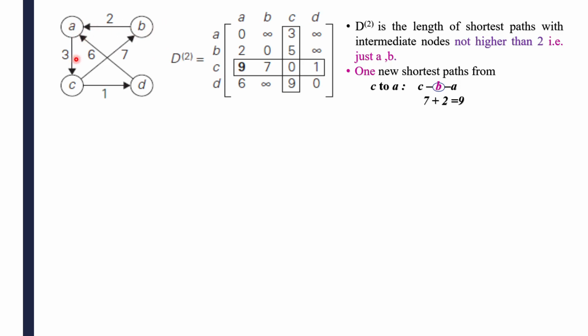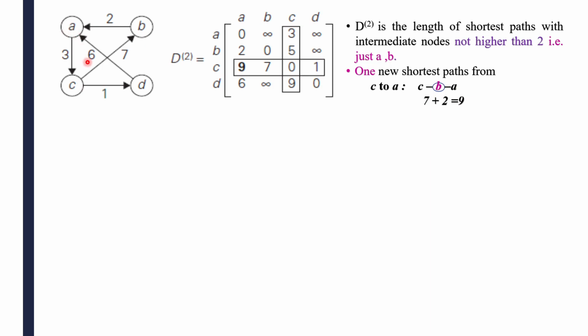I have to check whether I get any path as a new path. So you check all the possibilities. If I check, I get only one new path using A and B as intermediate nodes, that is C to A. C to B and B to A.